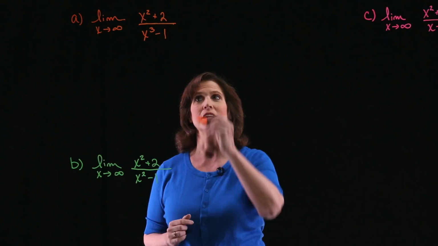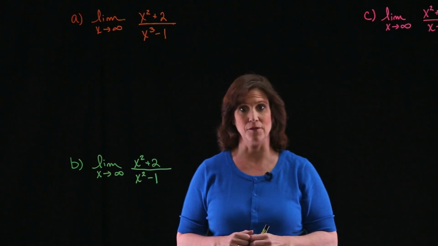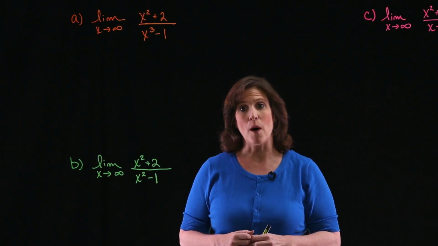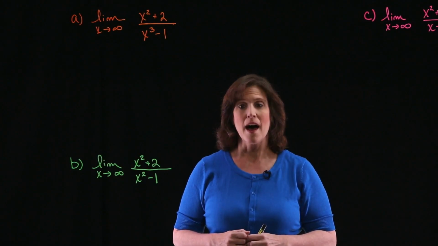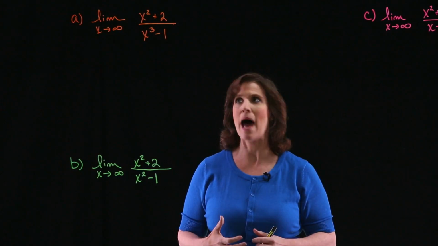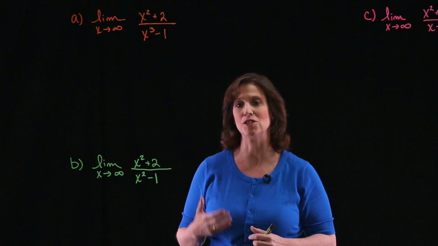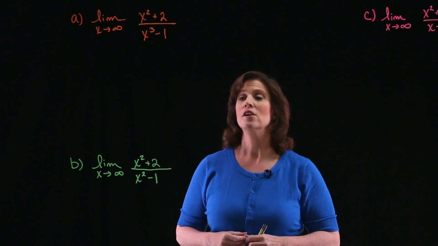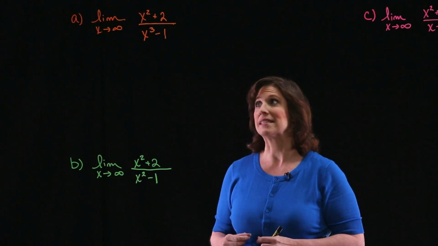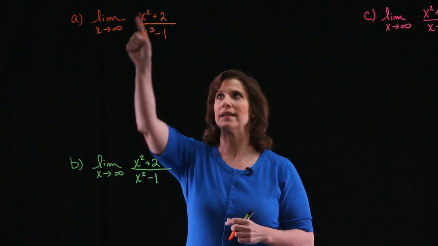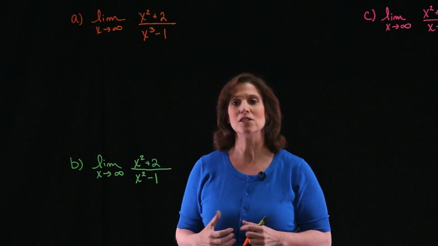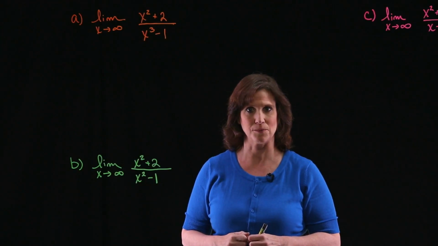So the numerator is approaching infinity, and the denominator is approaching infinity. This is an example of what we call an indeterminate form. I don't really have a good sense of what's happening to the overall rational function, just because I can see what happens to the numerator and the denominator. So in order to evaluate this limit, we need to somehow rewrite this expression so that I can interpret what's happening as x gets large.